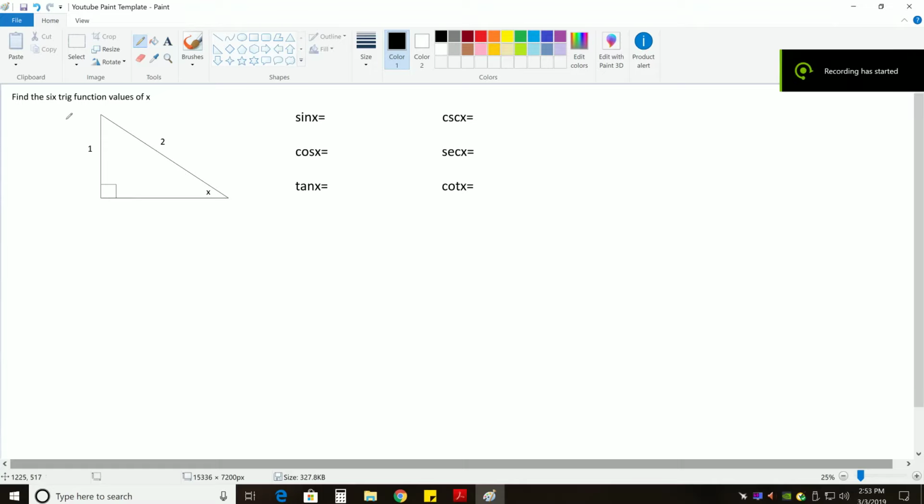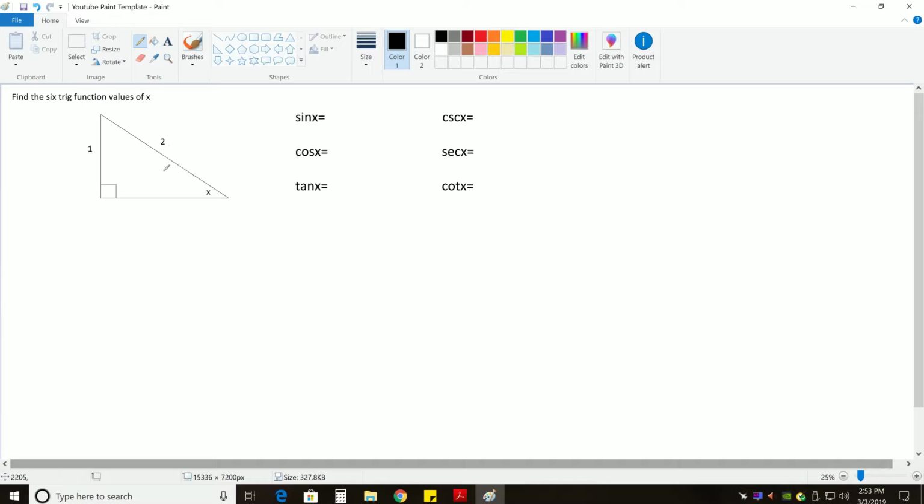So for this problem, we need to find the 6 trig function values of our angle x in the given triangle. We were given that this is a right triangle with some unknown angle x, and we have a side length attached to the right angle of 1, and then a hypotenuse of 2.